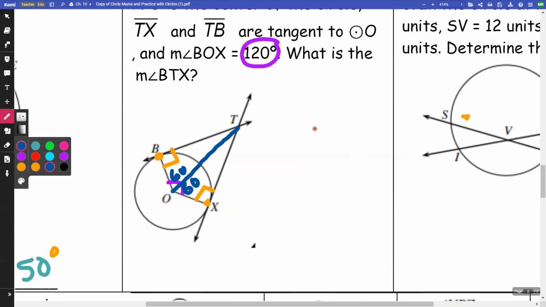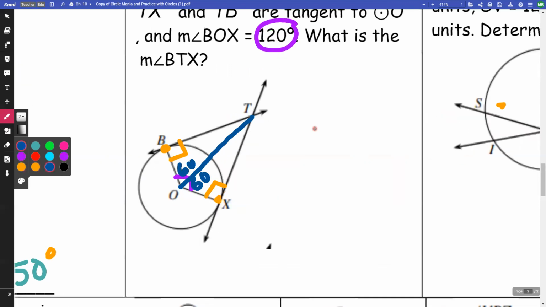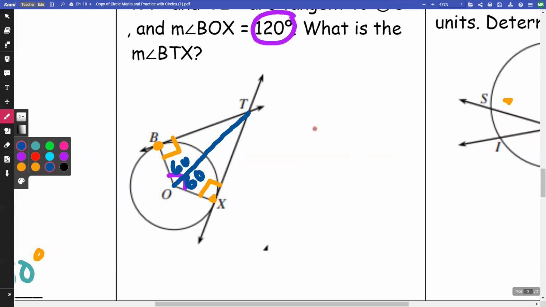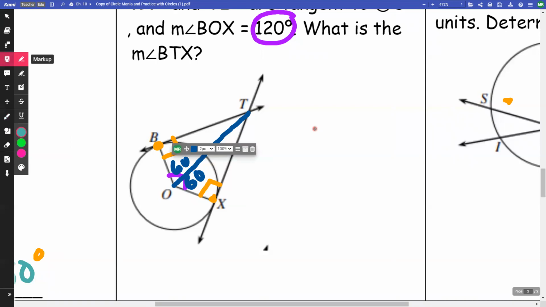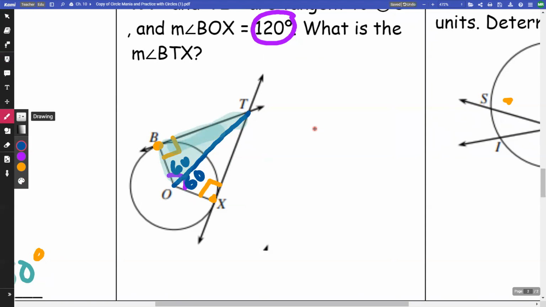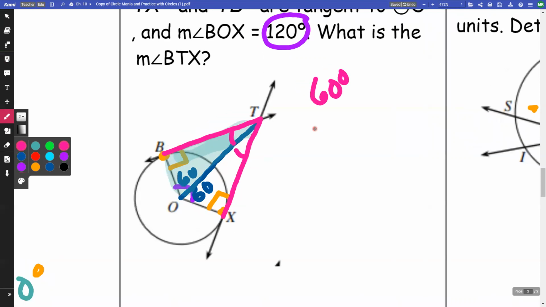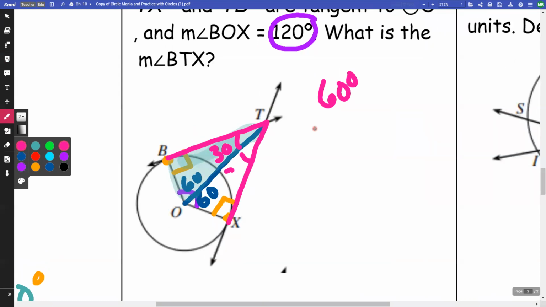So if I'm trying to find the measure of BTX, a couple ways I can think about it. If right now I know that I have two right triangles, okay, this right triangle here, where I have a 60 degree, that other one here is going to have to be 30 degrees, which means this is also 30. So BTX is going to be 60 degrees because it's going to be a 30 and a 30.